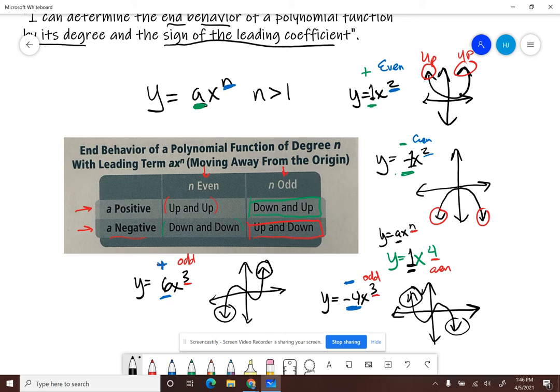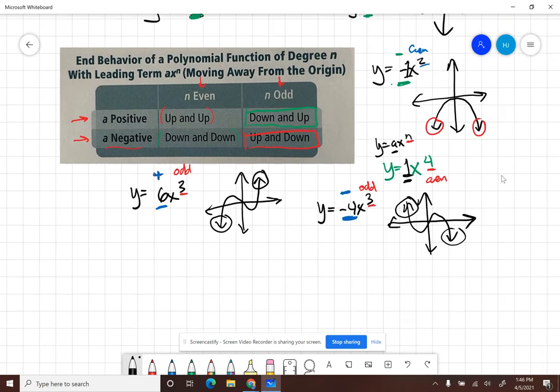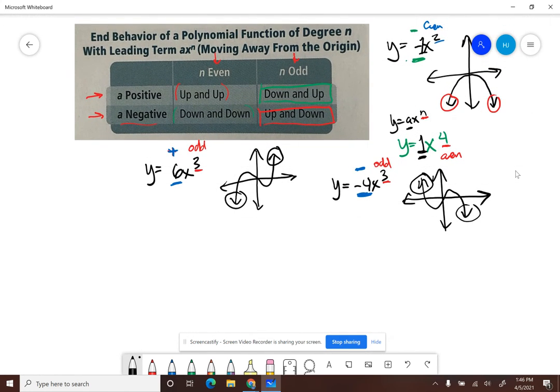Okay. So quite literally, you can take any kind of polynomial that you're given, as long as it's written in standard form, and you can figure out what the end behavior of that particular graph would be. So let's practice one here real quick, and I'll leave the table up here so we can see. So let's just do this example.